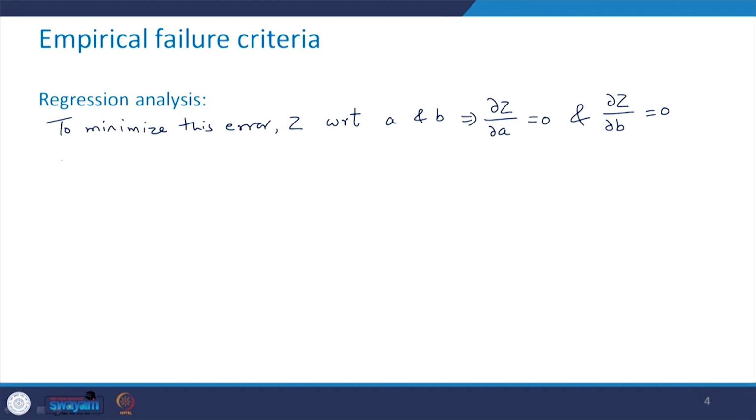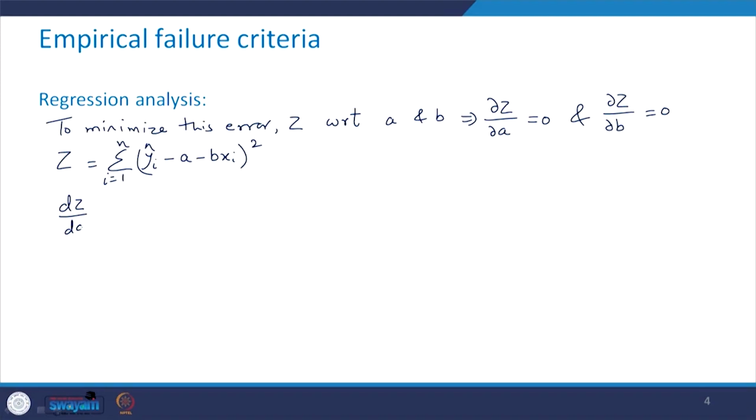Now differentiate it. So what was the expression for z? First let us write that for our ready reference here: summation i equal to 1 to n, (yi cap minus a minus b xi) whole square. This was our z. Now just differentiate it with respect to a.